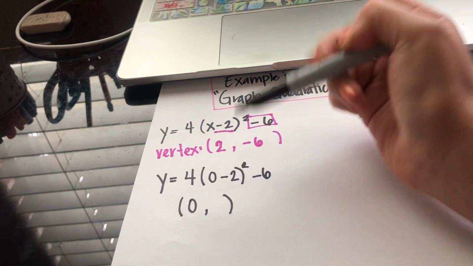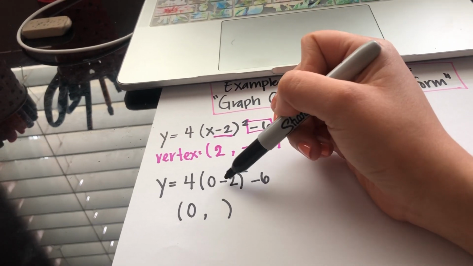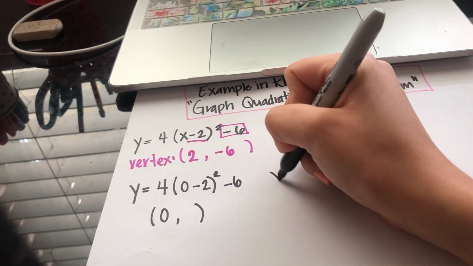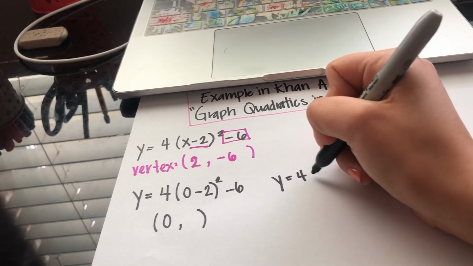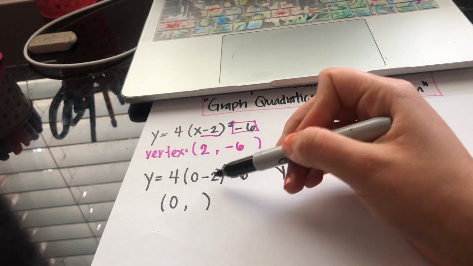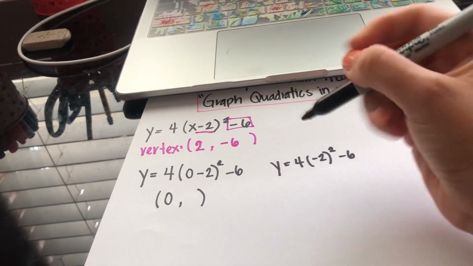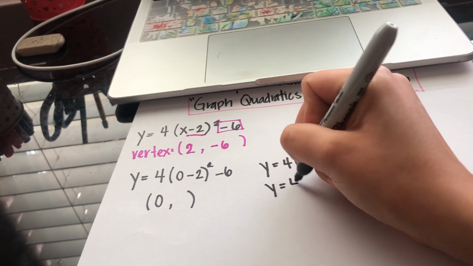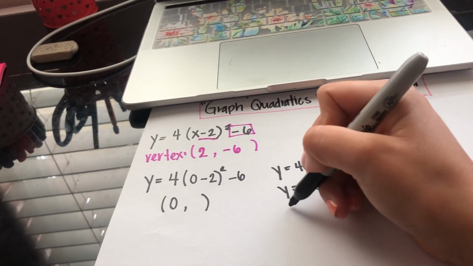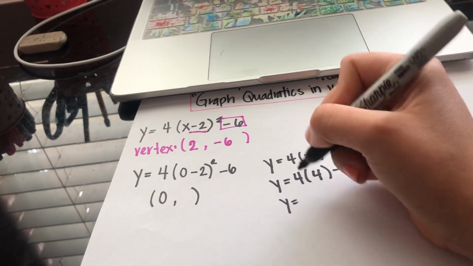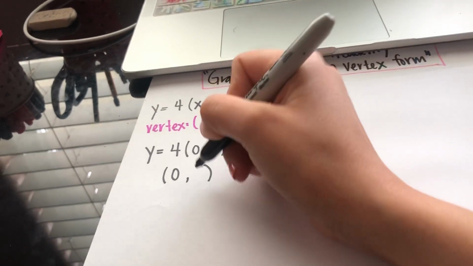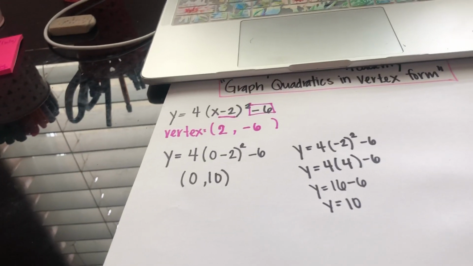So 0 minus 2 is -2. And -2 squared is +4. So let me write down my steps. So y equals 4 times (-2) squared minus 6. Again, all I did was 0 minus 2, that's -2. And so -2 squared, that's +4. And then I have to multiply these two. That's 4 times 4 is 16. And 16 minus 6 is 10. So that means that I have a point at 0, 10.